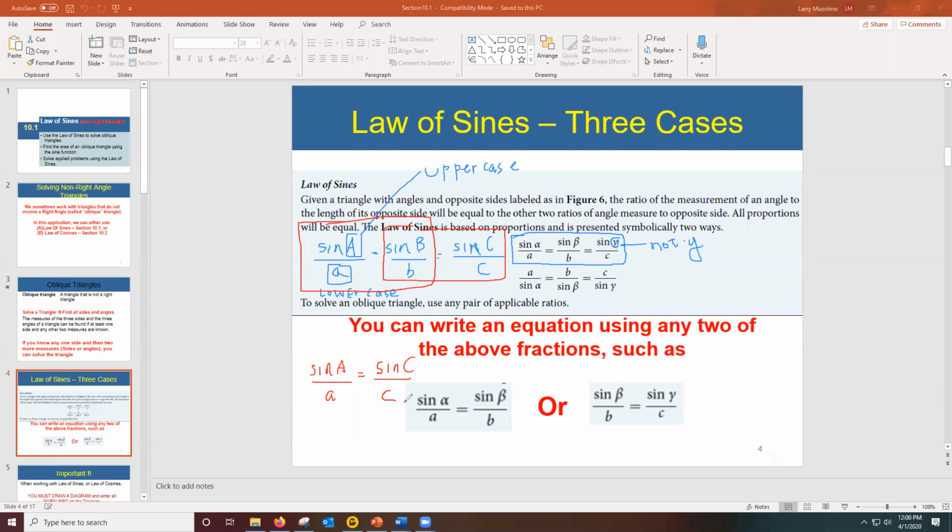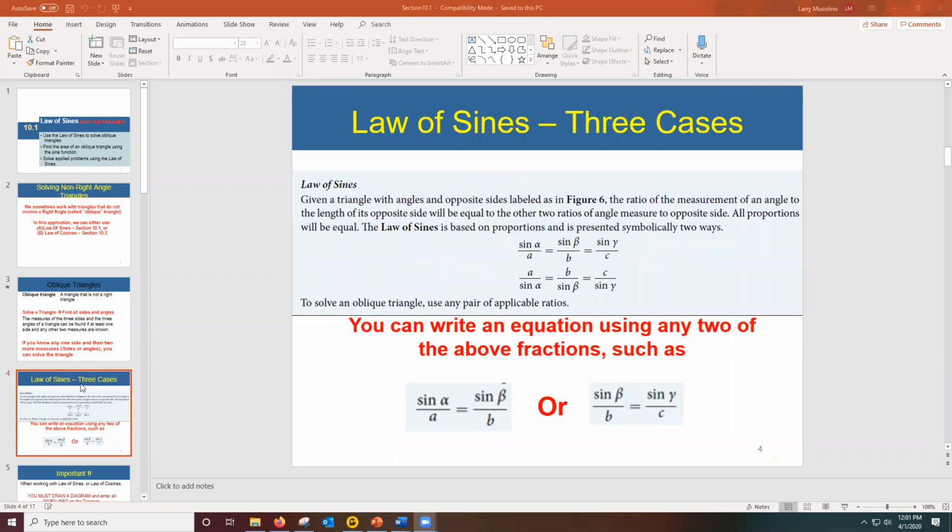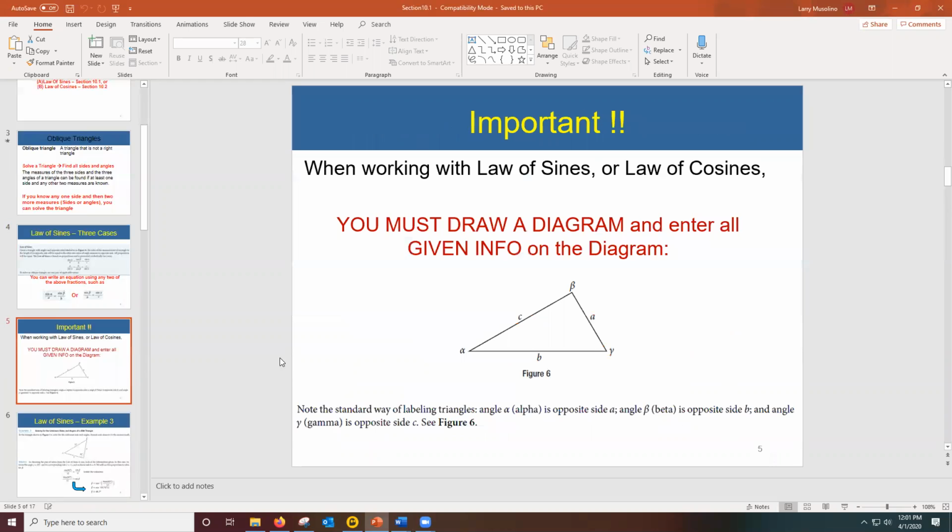That's allowed. Now, when you're working an example, how will you know which two fractions to set equal to each other? Well, it's all going to depend on what information is given to you in a problem, and we'll do some examples on that in just a minute. All right, but before we get to examples, I want to mention something important. When you're setting up these problems, you've got to draw a diagram. Very important to draw a diagram. If you don't draw a diagram, it's going to be very confusing.